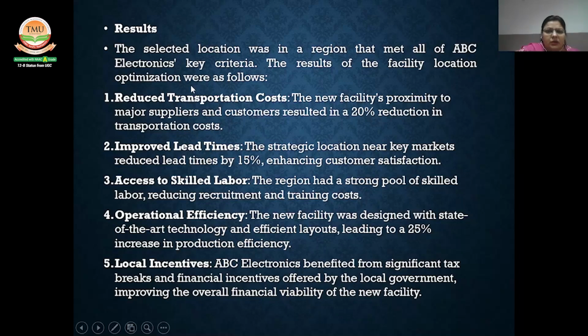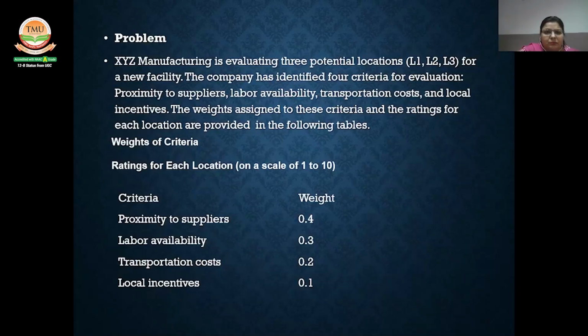Now the result comes out. The selected location was in a region that meets all of ABC Electronics' key criteria. The results of facility location optimization were as follows. Number one, reduced transportation cost. Number two, improved lead times. Number three, access to skilled labor. Number four, operational efficiency, and number five, local incentives. So ABC Electronics found that these five factors are very important for selecting a particular location for the manufacturing units.